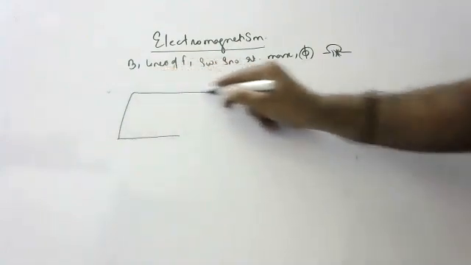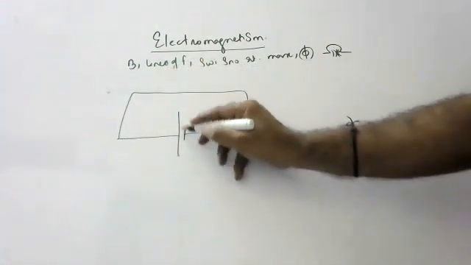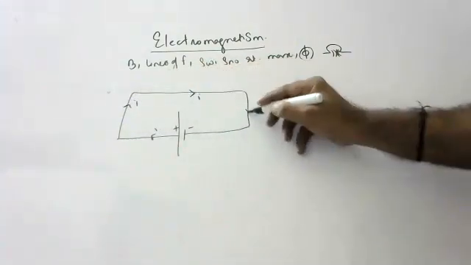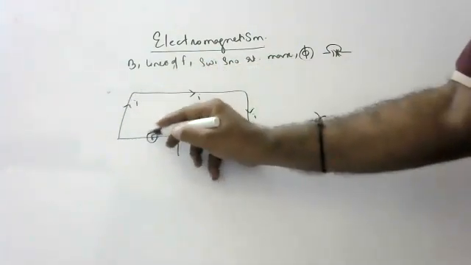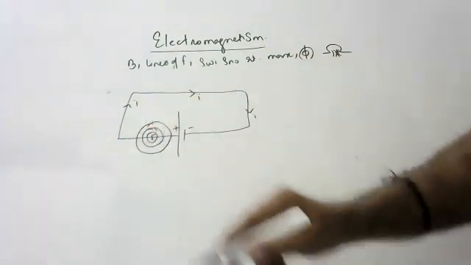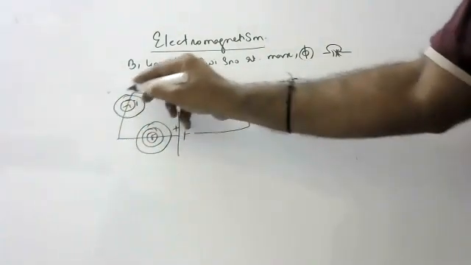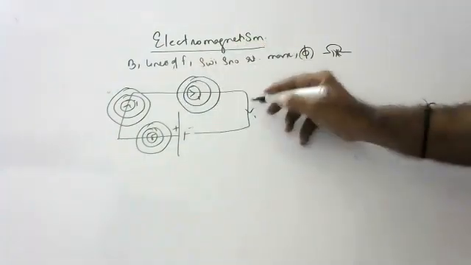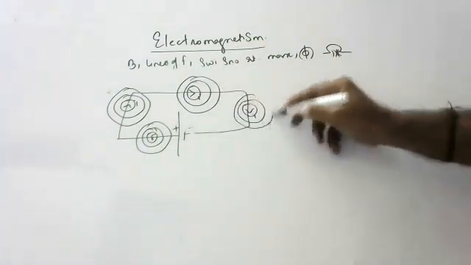So, around the circuit, this is a circuit. If current is flowing around a current carrying conductor, a magnetic field is always present in concentric circles. Around a current carrying conductor, magnetic field is present.